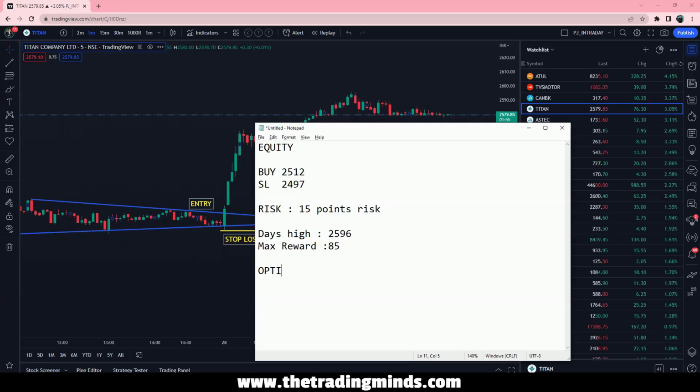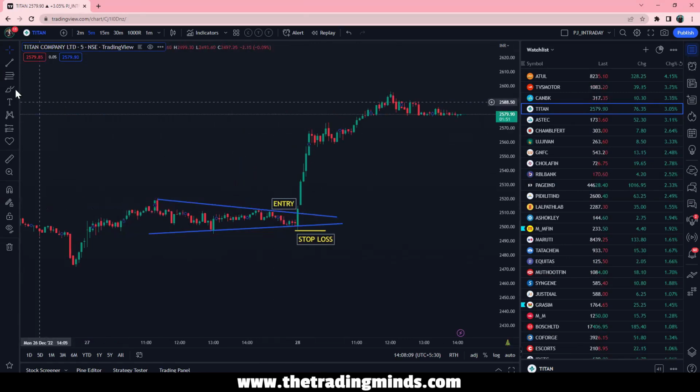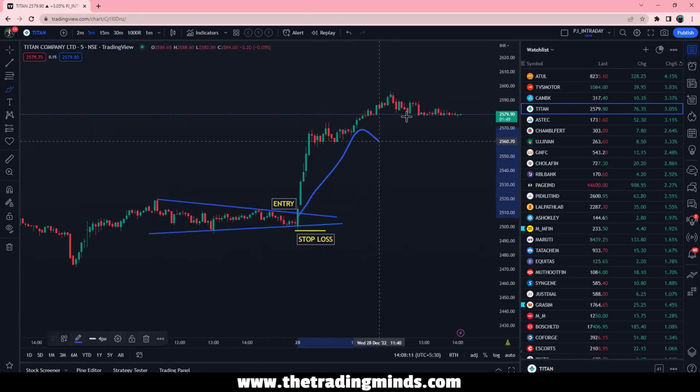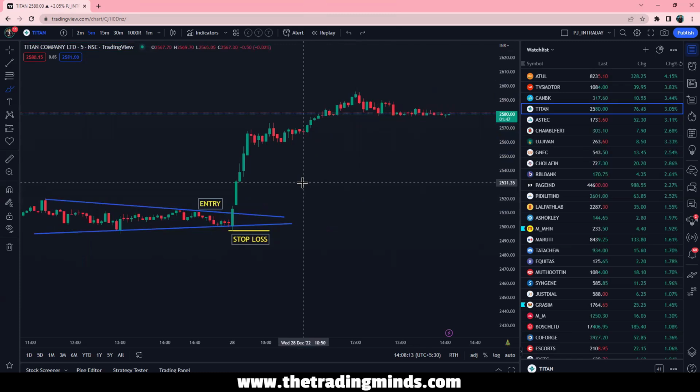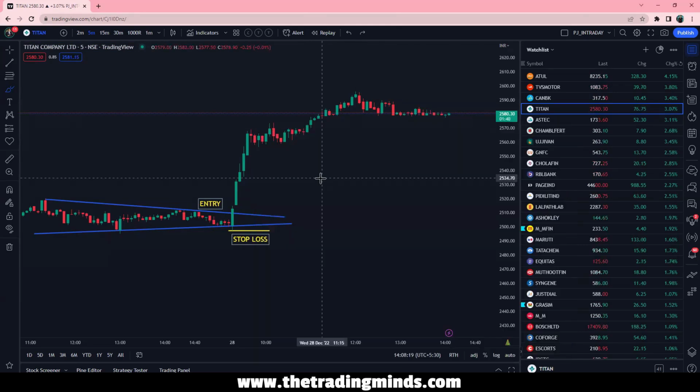Now coming to the option. Since it's a breakout trade and a bullish trade, what will we take? We will take a call option, right? We will take a call option. A call option will be taken when we see that the trend is bullish. So here the trend is bullish, hence we are going to take a call option.